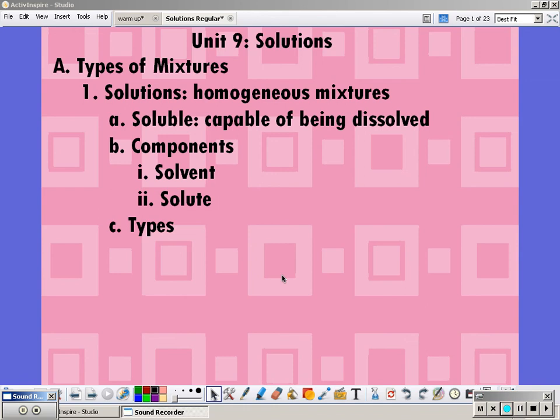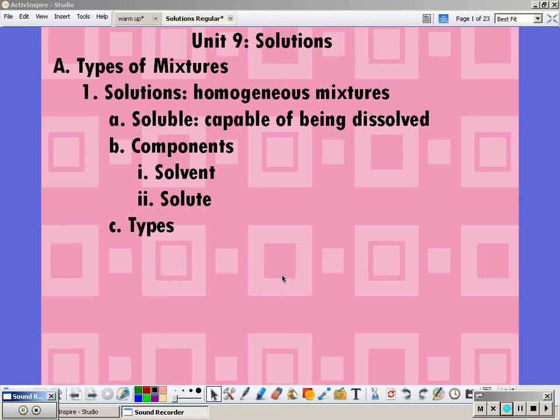Unit 9, Solutions. There's types of mixtures. A solution is a homogeneous mixture. Homogeneous means it looks the same. Mixture means that there's more than one component. Soluble means that you're capable of being dissolved. So insoluble, you're not capable of being dissolved.